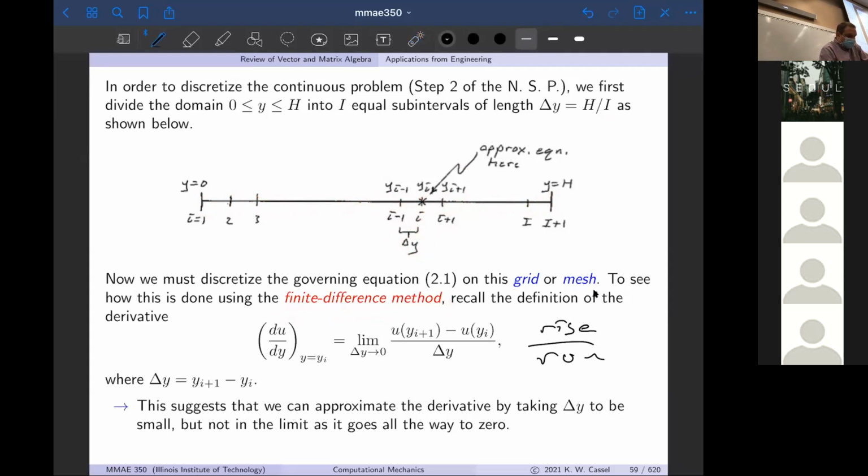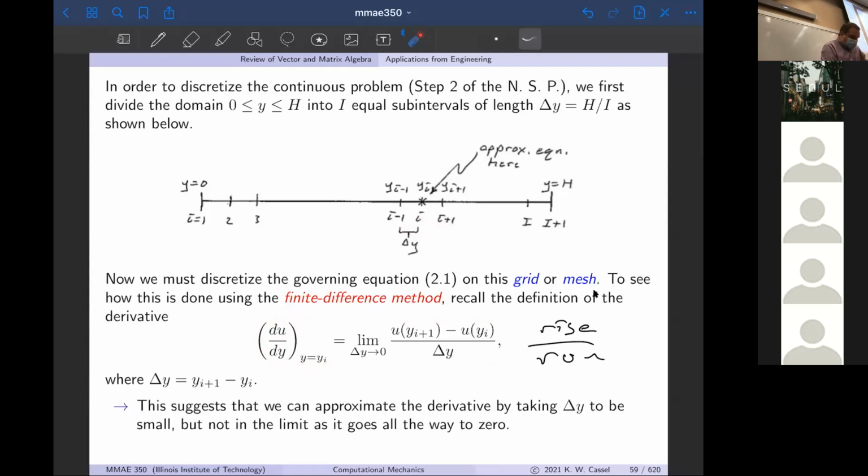So it's a derivative. I want to approximate du/dy at a generic point in my domain at y equal to y_i. So I have a first derivative du/dy, and I'm going to approximate it using the definition of the derivative. And you say, wait a second, the definition of derivative, that's not an approximation. I know, it's not, but give me a second.